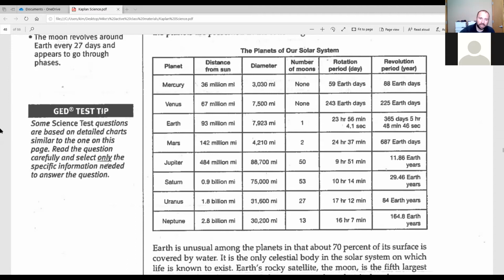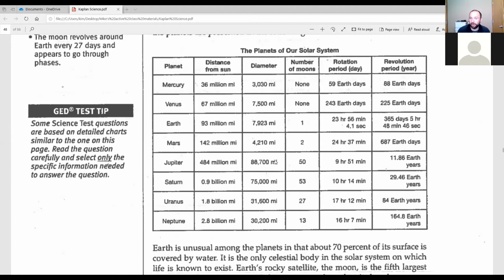Now let's look at the giants, the gas giants. And I'll go through these, and then we'll get to some questions. Jupiter, our biggest planet, is 480 million miles away. So a huge jump from Mars to Jupiter. 88,700 miles across. So math on that, it's 11 times bigger than Earth. 11 Earths. Jupiter has 50 moons. 50 moons orbiting around. Partly because it's so giant, right?